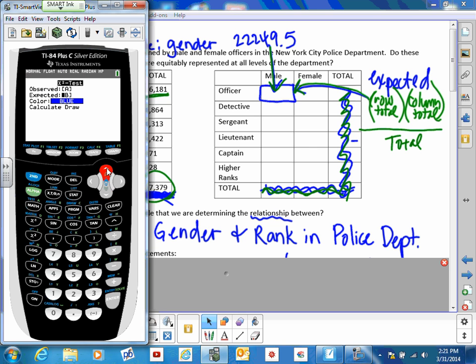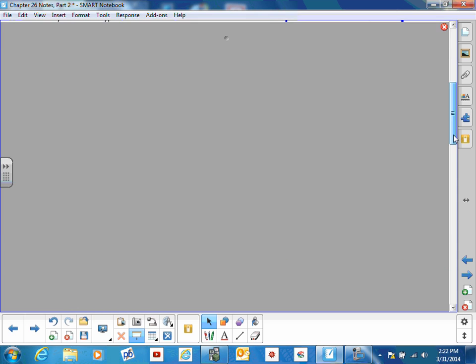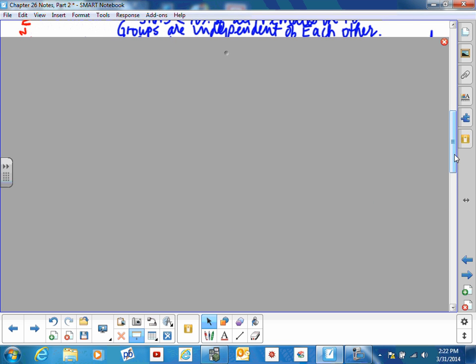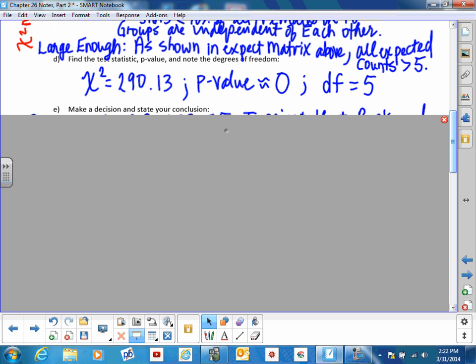And see here, I have my observed in matrix A that I put in there. You don't have to put the expected into matrix B. It'll compute that for you. So I'm going to calculate and run the test. And since I have those numbers there, go down to question D on your paper and fill in the test statistics.